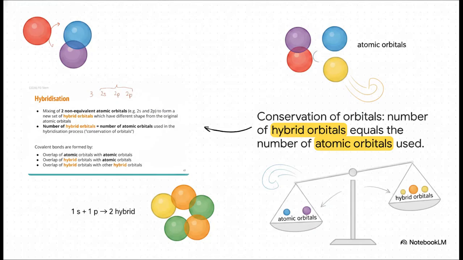Okay, pay close attention to this slide, because this is the one rule you absolutely cannot forget for your exam. It's called the conservation of orbitals, and it's basically just a simple balancing act. The number of atomic orbitals you put in is the exact same number of hybrid orbitals you get out. So you mix one s and one p, you get 2 hybrid orbitals. You mix one s and 3 p's, you get 4. It's that easy, and it works every single time.